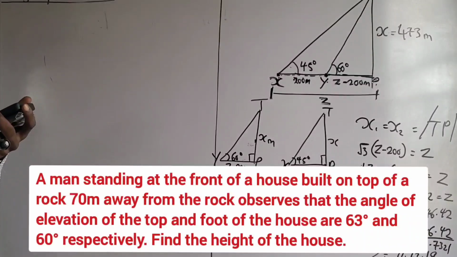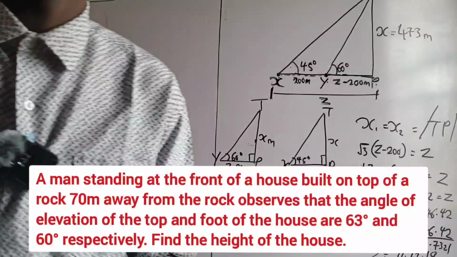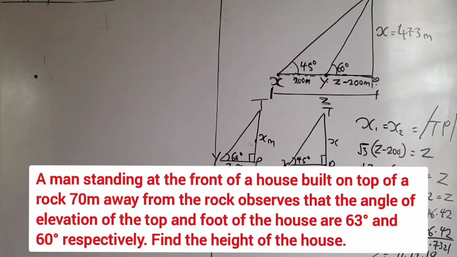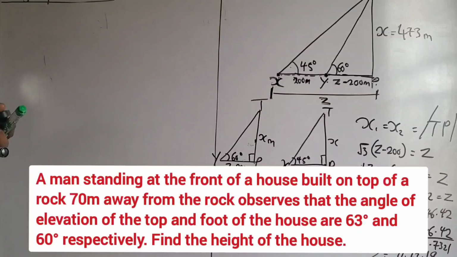Okay, let's start by drawing out the diagram. A man standing in front of a house. Okay, so let's say this is where the man is standing. Do you understand? Okay, in front of a house built upon a rock of 70 meters. The question is twisted, so let's just start by drawing out the diagram.